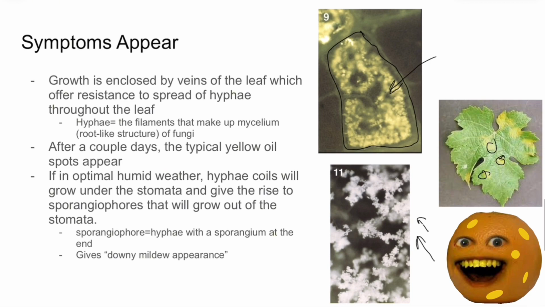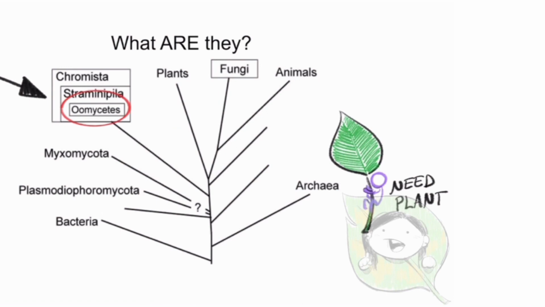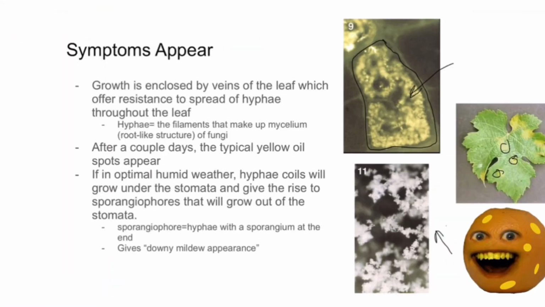So that's basically the whole mechanism. Hopefully you now have a more complete understanding of what downy mildew is, how it propagates, and how it affects plant life, and the mechanisms behind its development.